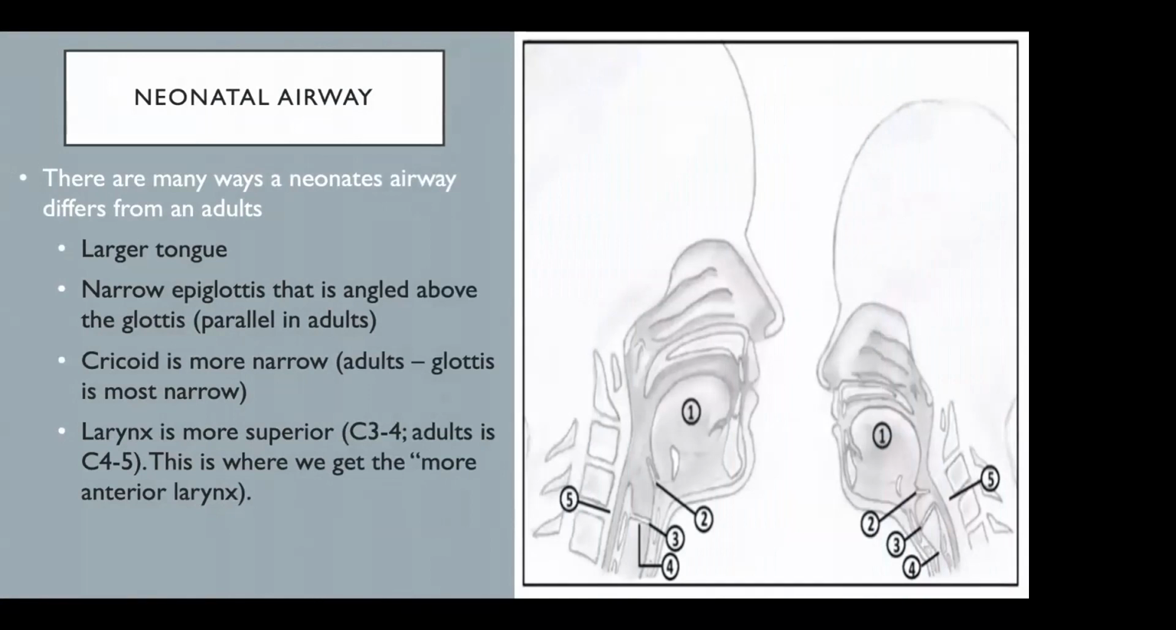So let's kind of look at this neonatal airway here. And this is really about the best graphic I could find for comparison. So you can kind of look through that as I'm going through this. So there are many different ways the neonate's airway differs from an adult. So we know, or we should know at least, that the tongue in proportion to the rest of the oropharynx is quite large and can present to be a problem with intubation.